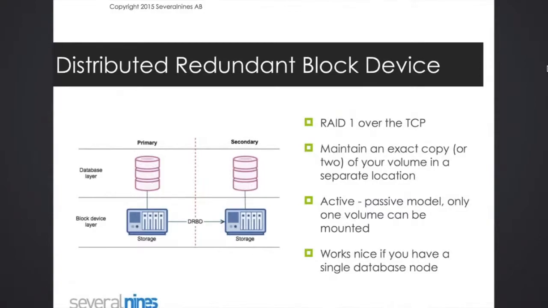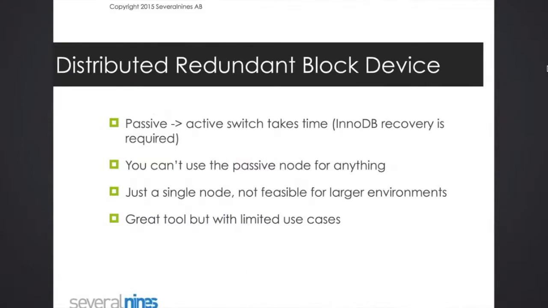So in general, DRBD works nicely if you have a single database node, because we are talking about a one-to-one copy, or one-to-two, one active to passive. It's not feasible to use for any kind of larger infrastructure. The problem with DRBD is that this passive-active switch takes some time, because practically it is more or less like you would pull the plug from the running database server. So InnoDB recovery is required, and InnoDB recovery may take even tens of minutes, depending on your workload, depending on the amount of writes that you are doing.